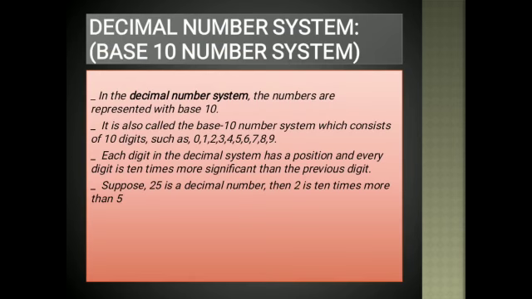natural. Decimal number system. In this number system, the numbers are represented with base 10. It is also called the base 10 number system, which consists of 10 digits such as 0, 1, 2, 3, 4, 5, 6, 7, 8, 9, and no more. Each digit has a specific position, and each digit is 10 times more significant than the previous digit. Suppose we have an example to explain it. 25 is a decimal number, then 5 is at the units place, and 2 is at the tens place. So 2 is 10 times more significant than 5.